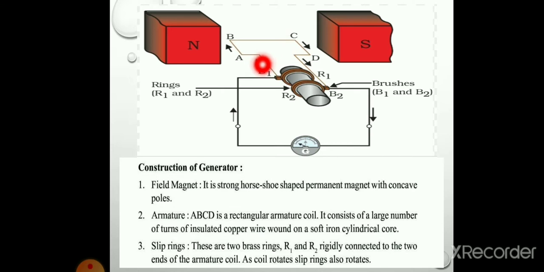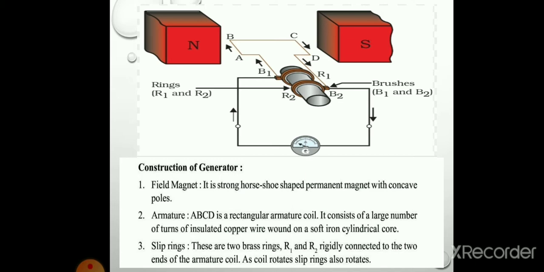Slip rings. You can see here these are the two slip rings, full rings, R1 and R2, which are connected to two ends of the armature coil. Here you can see ring R1 is connected to A and ring R2 is connected to end D of the armature coil. As the coil rotates, slip rings also rotate along with it. The rings are attached to the ends of the armature coil, so as the coil rotates, the rings also rotate.